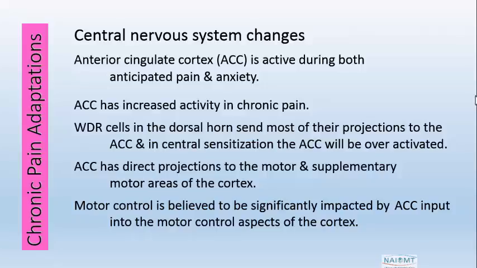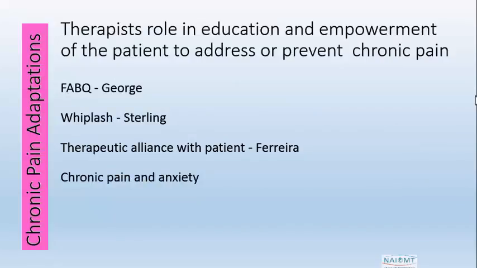The wide dynamic range cells in the dorsal horn, which receive multiple types of sensory input, send their projections to the anterior cingulate cortex, which is overactivated. The anterior cingulate cortex is also involved in motor and motor planning, and it is believed that chronic pain impacts motor control. As therapists, we have a very important role as educators and empowerers of the patient to address or hopefully prevent chronic pain from developing.